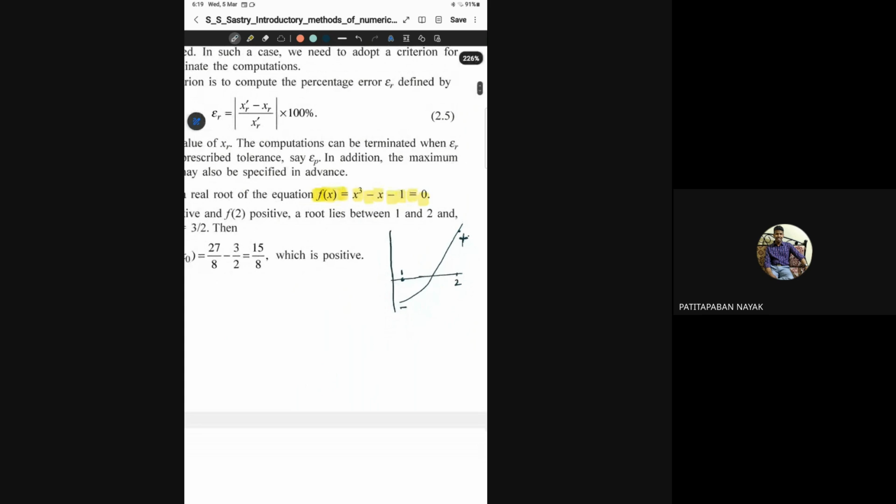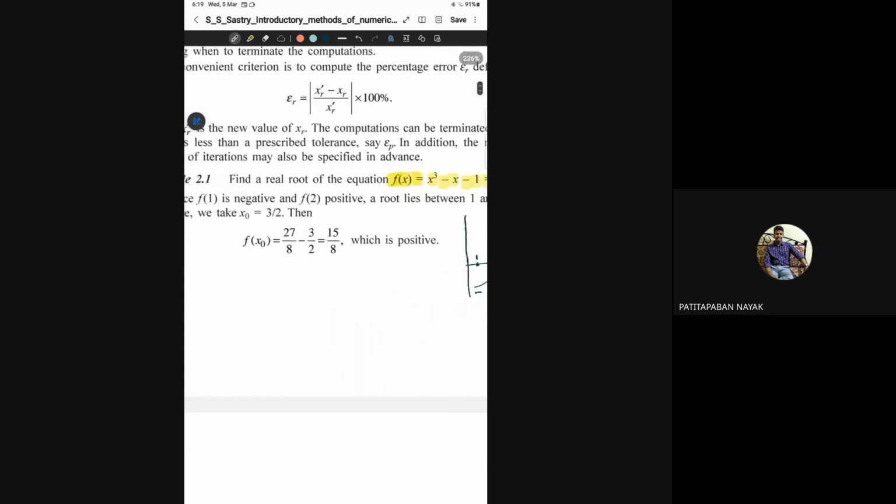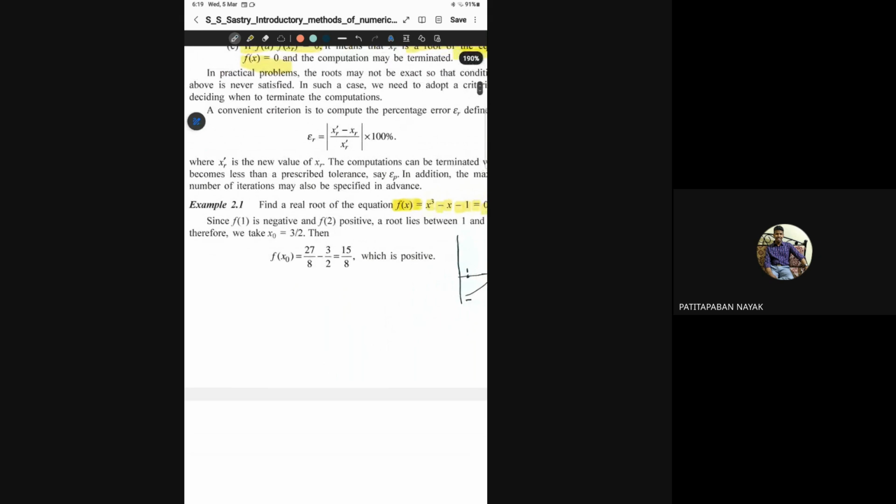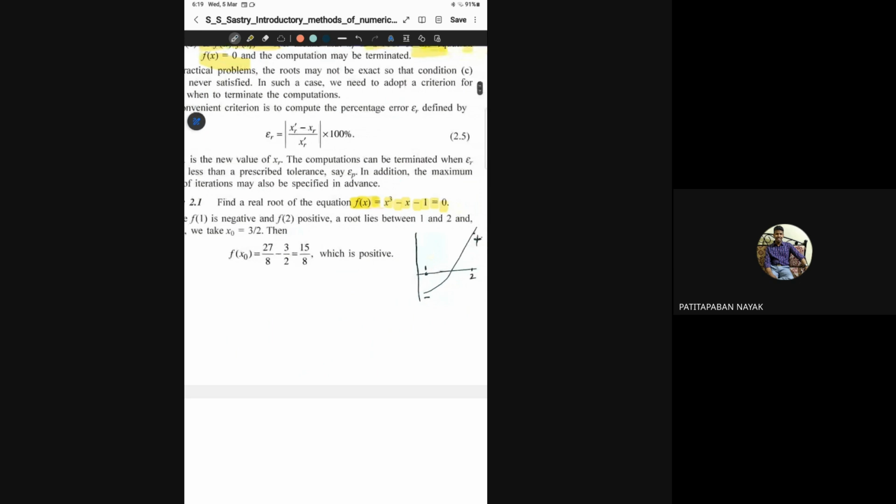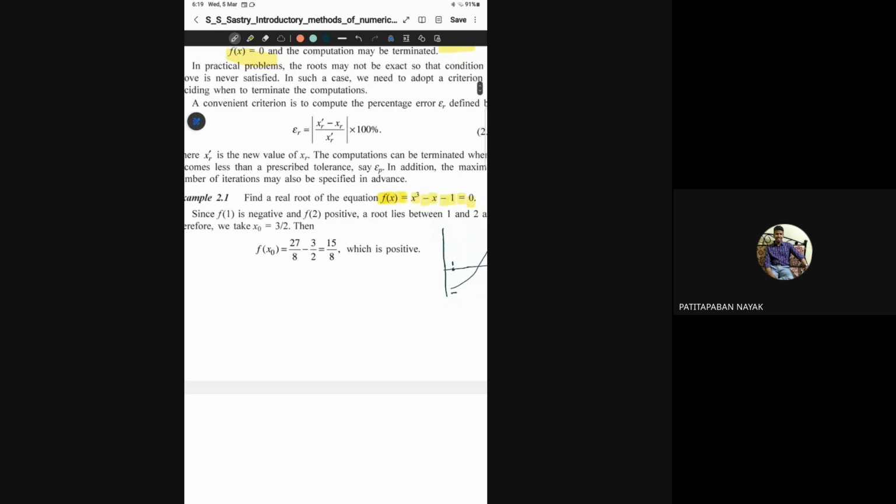In that case, I will take the midpoint. That's what it is telling. Since f of 1 is negative and f of 2 is positive, the root lies between 1 and 2. Therefore, we take x0, the middle point, which is equal to 1 plus 2 by 2, which is 3 by 2.